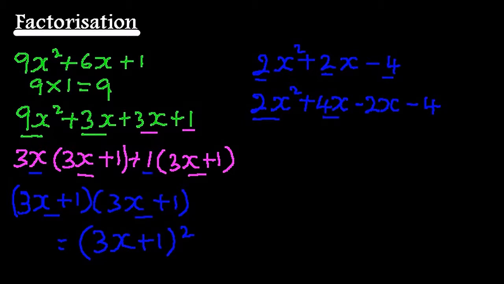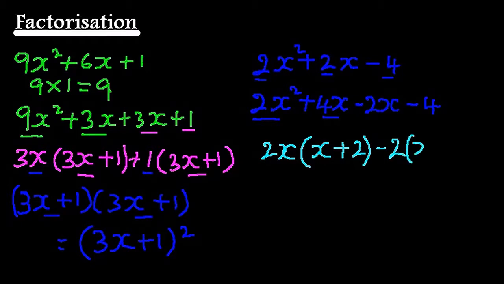We have 2x into bracket. Here we'll be left with x plus 2. Then here we factor out minus 2. We will be left with x plus 2. Now x plus 2 is common, so we factor it out.